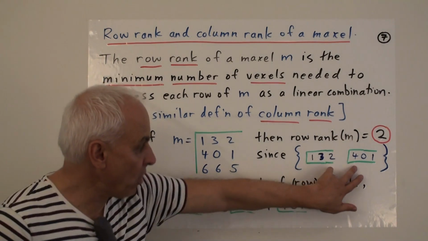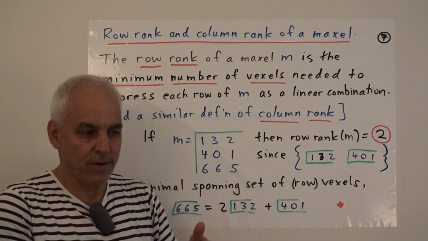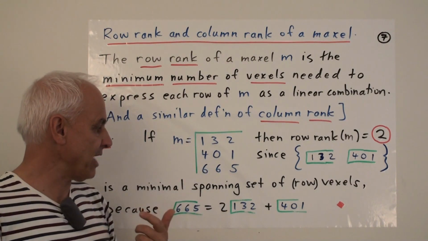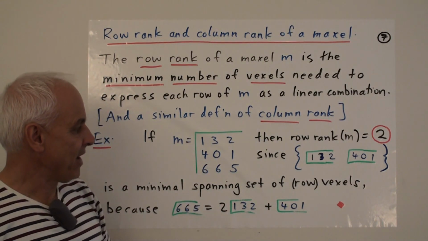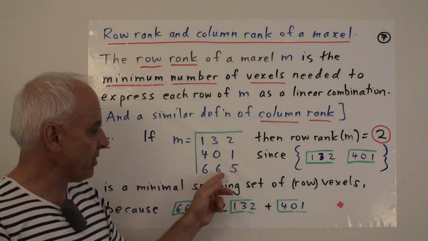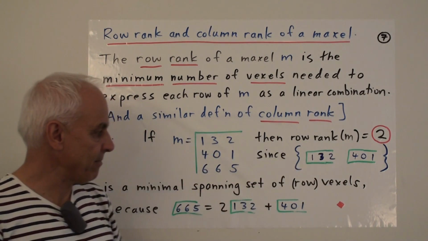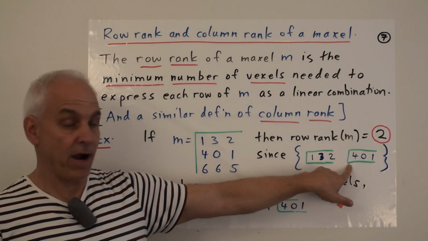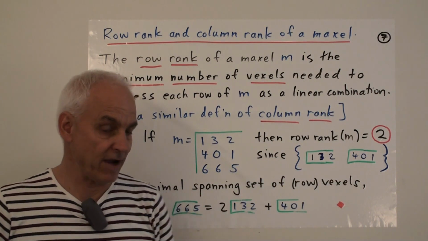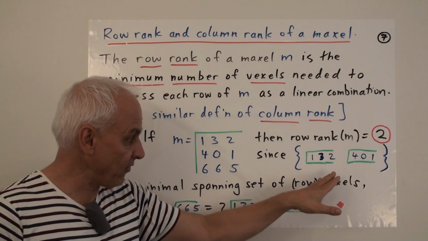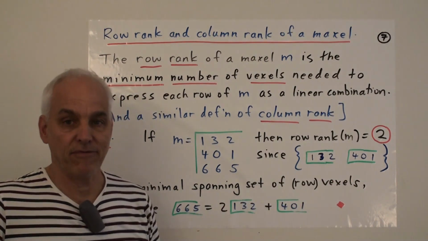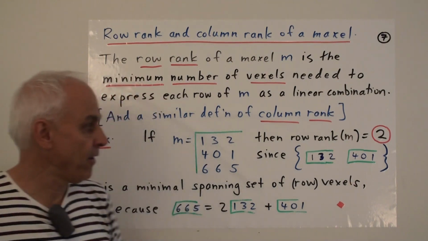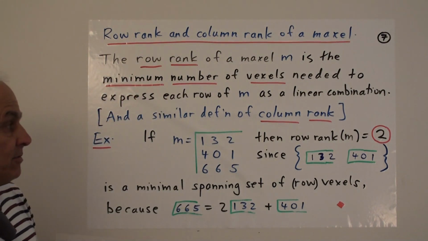So these two alone suffice to span the rows of the maxil. We use that word. That is that every row here is a linear combination of these vexels. And this is the minimum number required. We can't do it with just one vexel. If we dropped one of these, then that wouldn't be enough. So the minimum is 2. That means that the row rank of this maxil is 2.